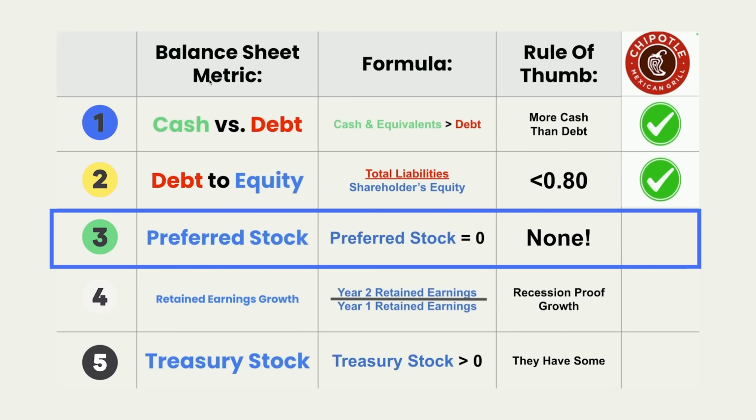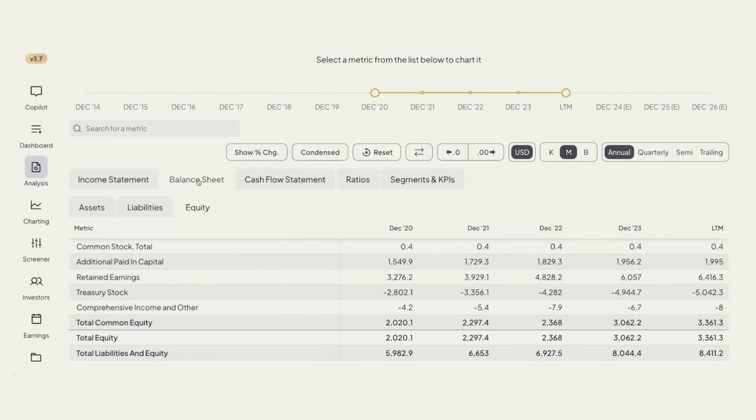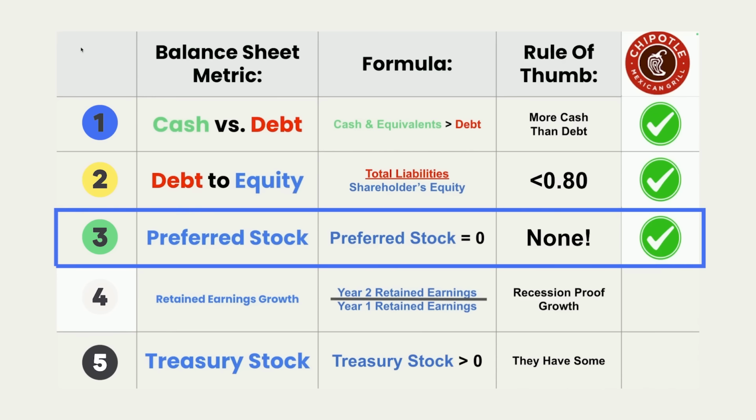The next number here to look at is preferred stock, and we want to see if this company does not have any. So in FinChat, we scroll down to the balance sheet, we click over to equity, and we're looking for the word here to be preferred stock. Now, I don't see that word anywhere on here, which means that Chipotle does not have any preferred stock. That's exactly what Buffett wants to see, so I would give this figure a check as well.